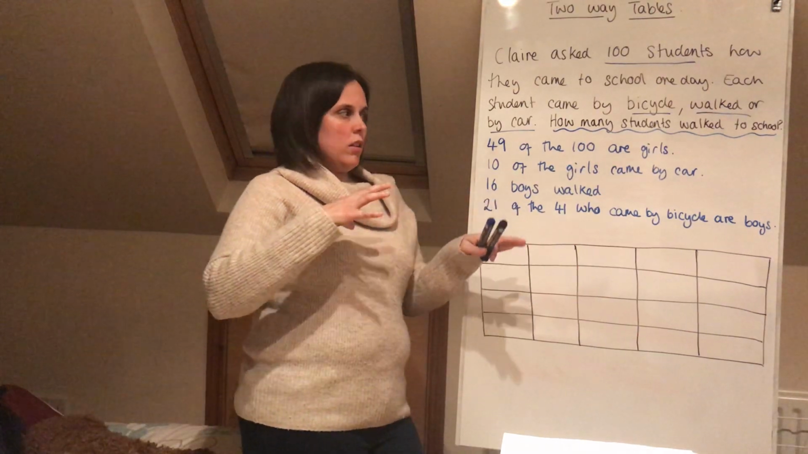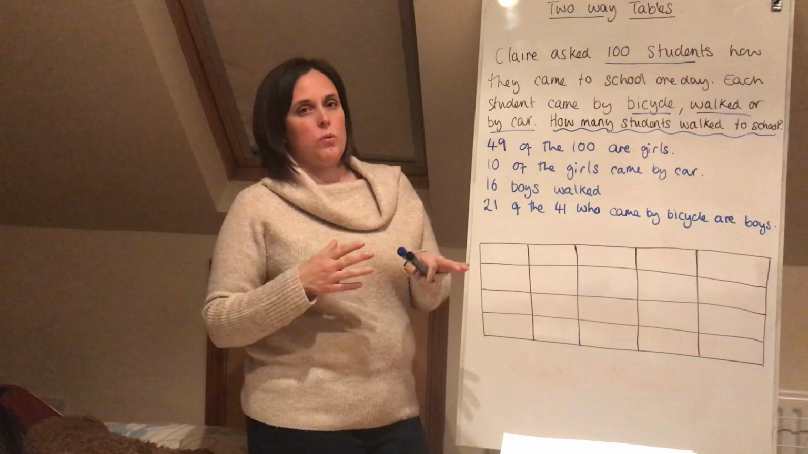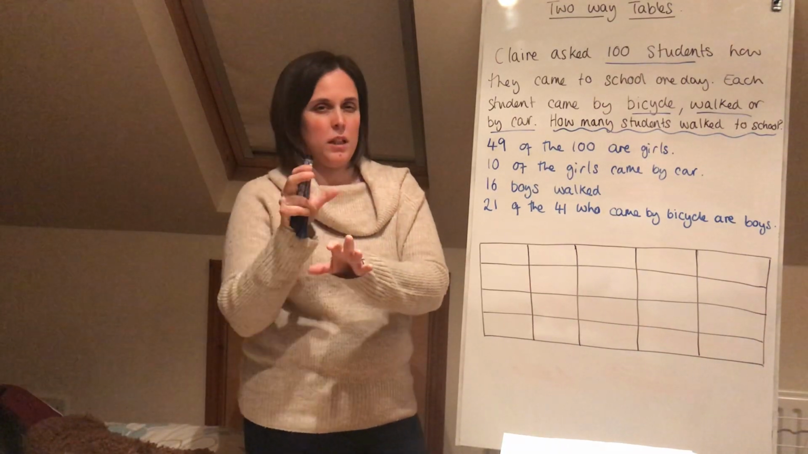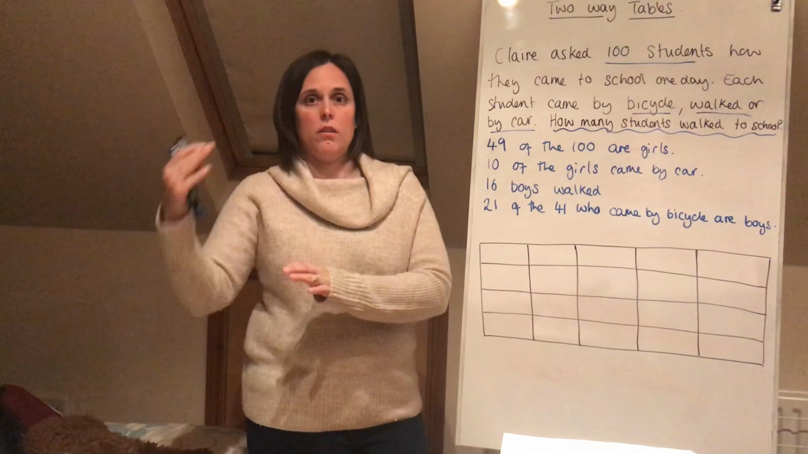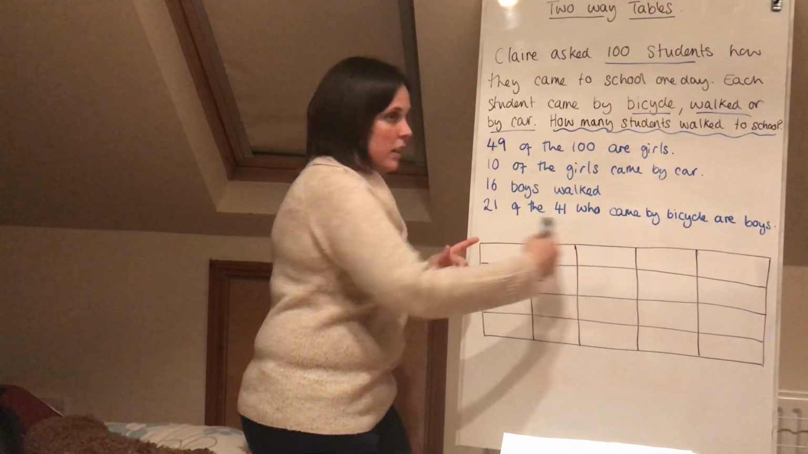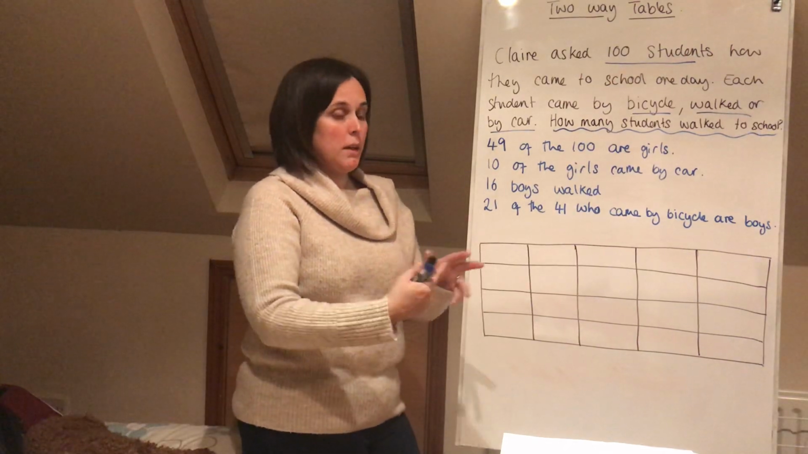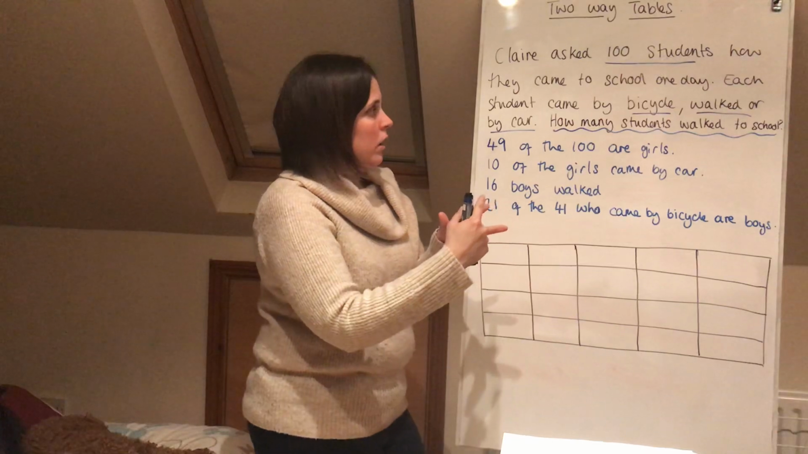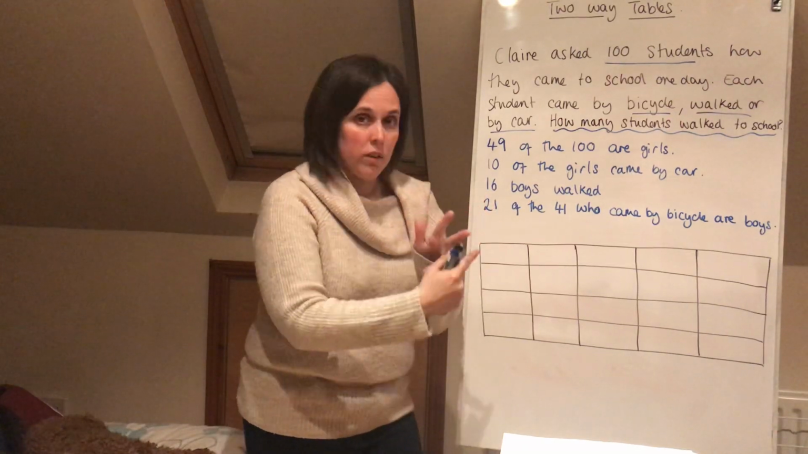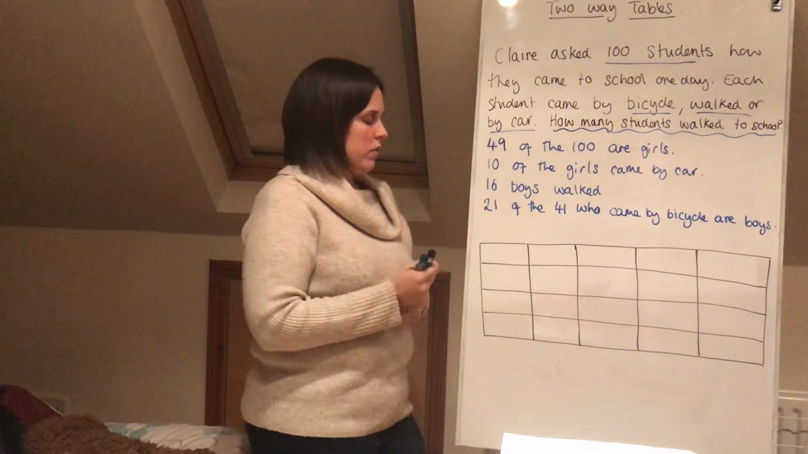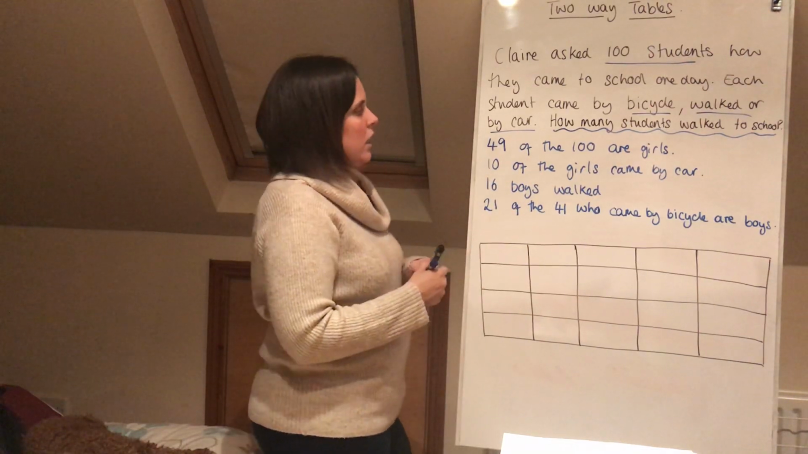The categories are designed so that every student falls under one category, one of those different elements within the category. So either they're a boy or a girl, or with the other category, which is the mode of transport, they came by car, bike, or they walked. So one of those three. So every student only fits into one of each of those different elements, if that makes sense.